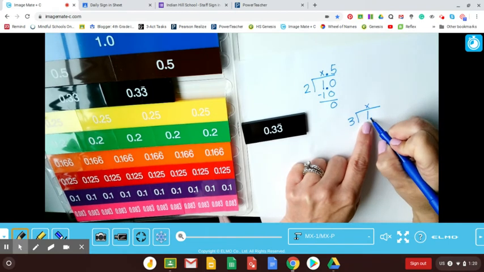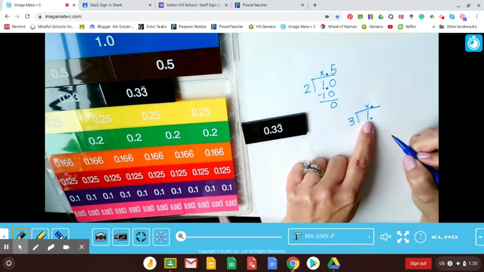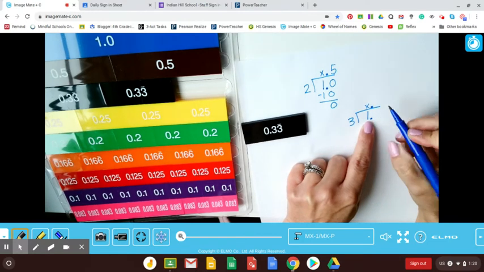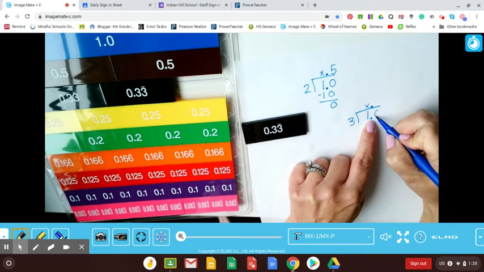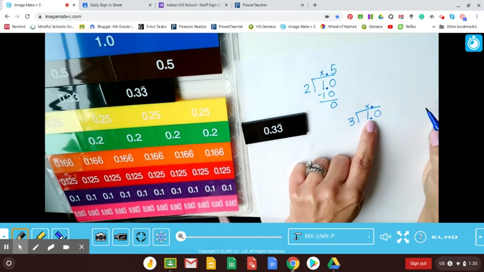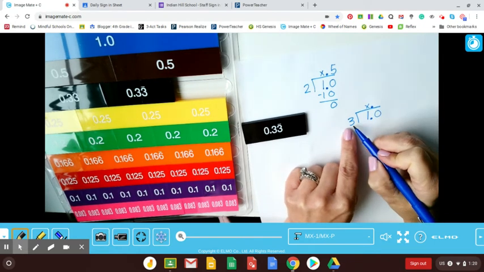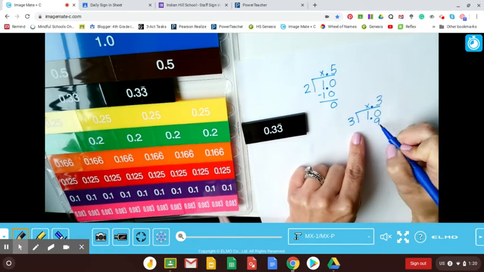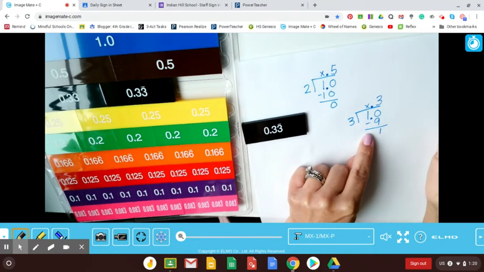But now I can put a decimal point, and I put one up in my answer too, immediately do that very, very first step. And now that gives me the ability to add as many zeros as I want. So I'm going to add a 0. Now can a 3 go into a 10? 3 times. 3 times 3 is 9. When I subtract, I get 1.